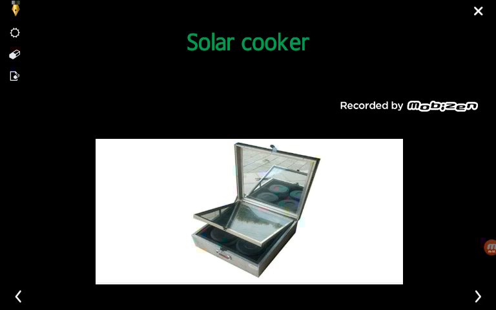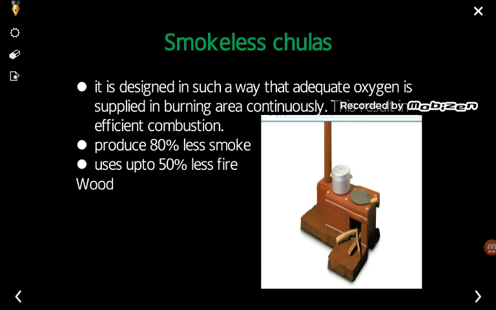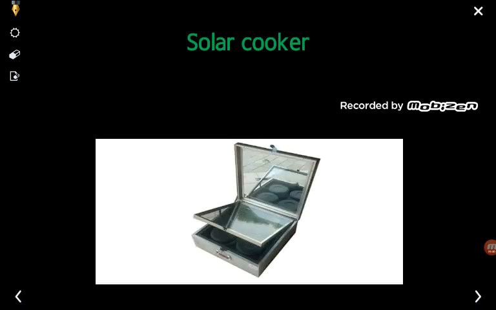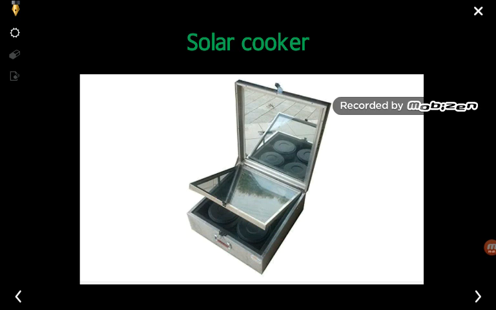Next is a solar cooker. This is a picture of a solar cooker. A solar cooker is a device which uses the energy of direct sunlight to heat, cook or pasteurize drinks and other food material. So you can say solar cooker एक ऐसा प्रकार का device है which converts the energy of sunlight directly into heat.